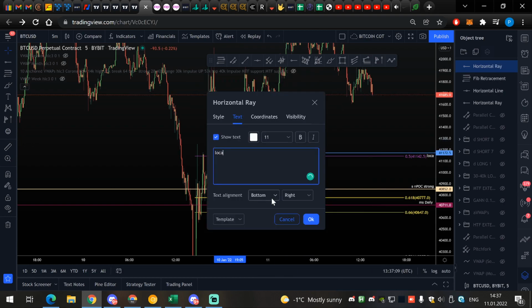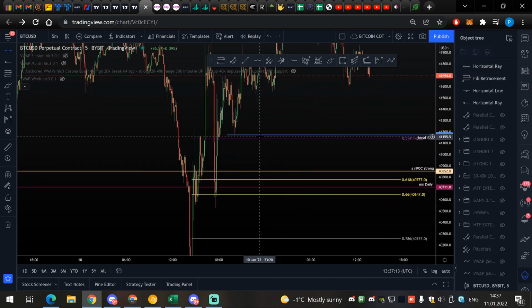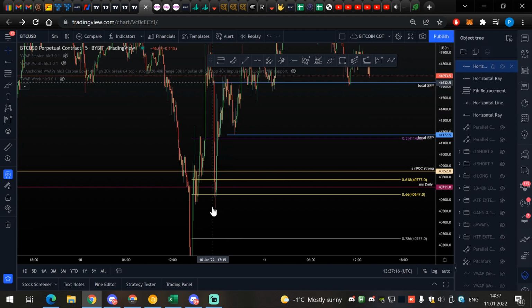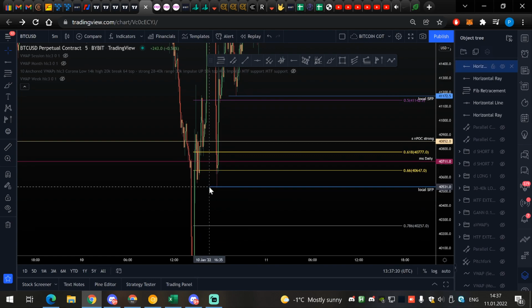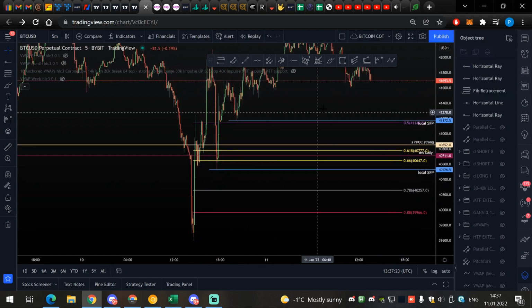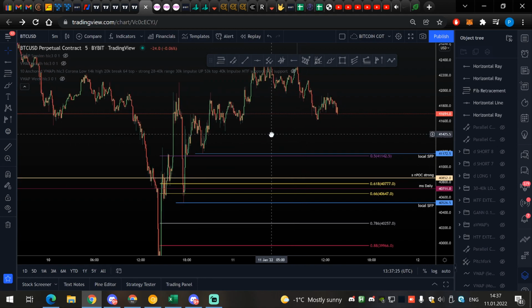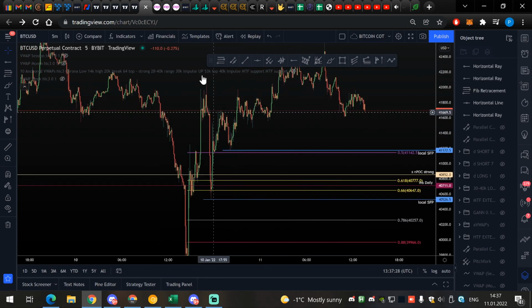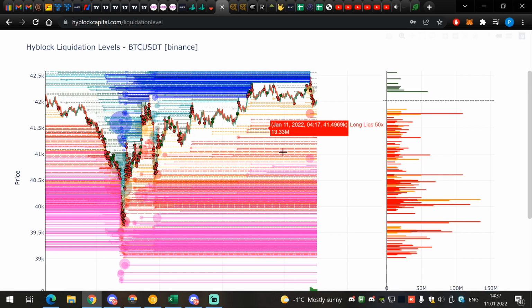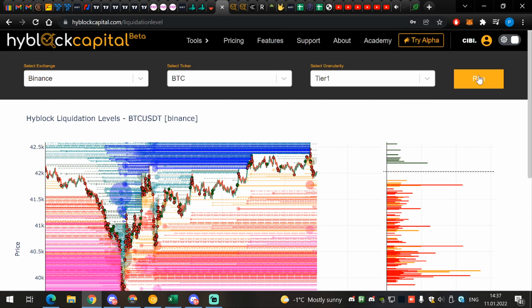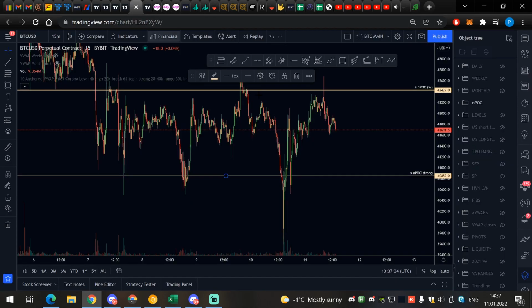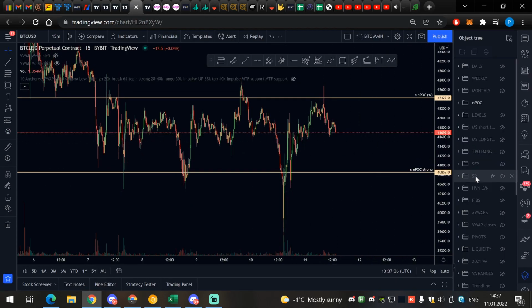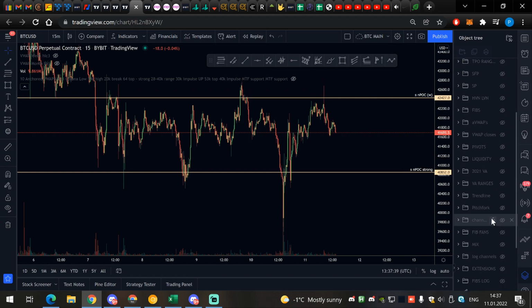Local. Also local. Very good. Yes, I need to watch Hyblock for liquidity. Let's run it. I think I already marked the liquidity in the previous video, so I'll just be copying it. But I want to see the smaller nodes as well, because you can have scalps here. So liquidity is down there.